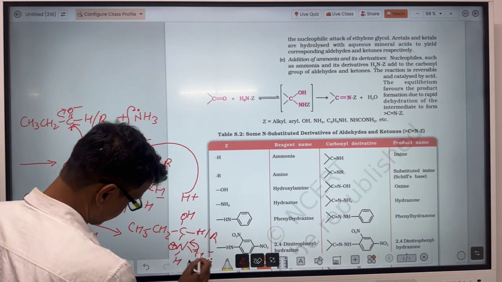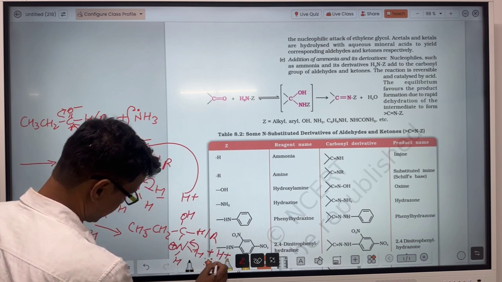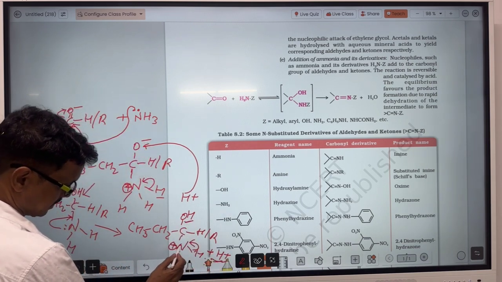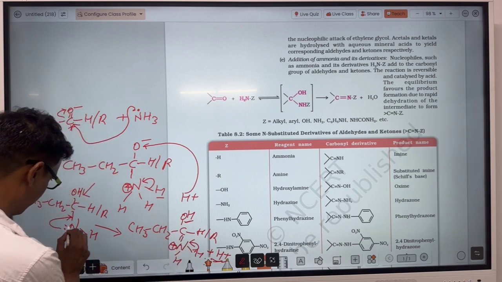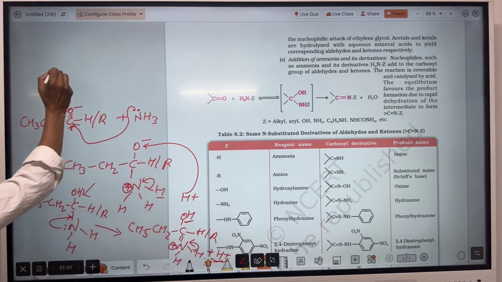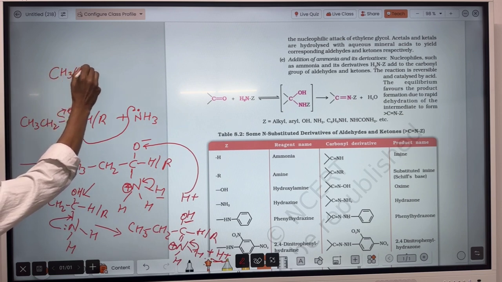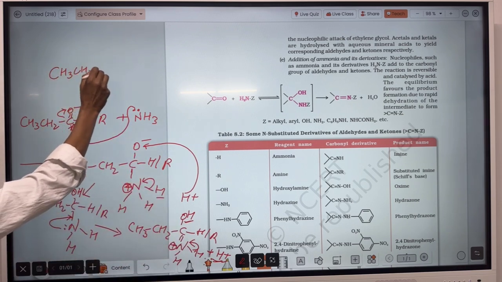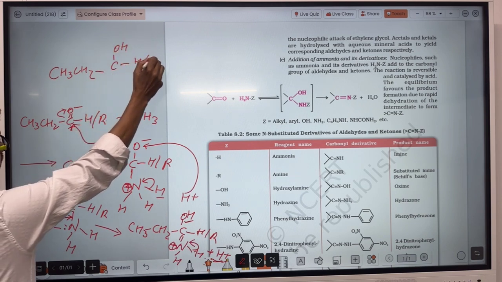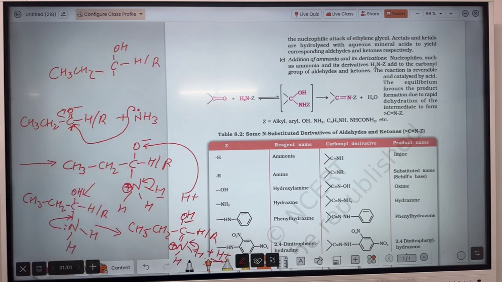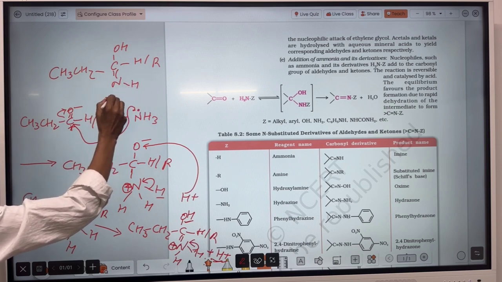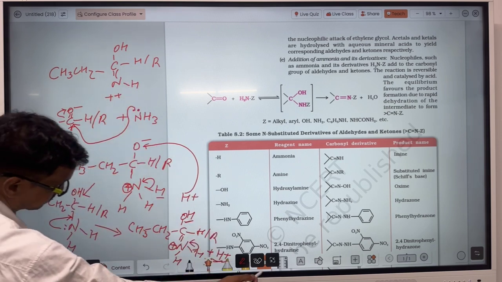This H plus ion released will combine with this OH minus and form H2O. So there is already a double bond here. The compound will have this structure: CH3, CH2. Here I am touching this. Here I am informing you: this OH, here hydrogen and R. And here is the double bond, nitrogen, here H, and H plus will release.